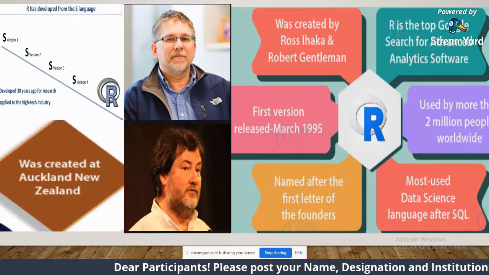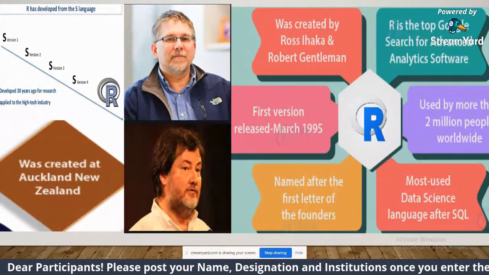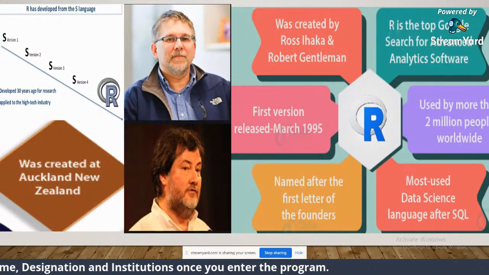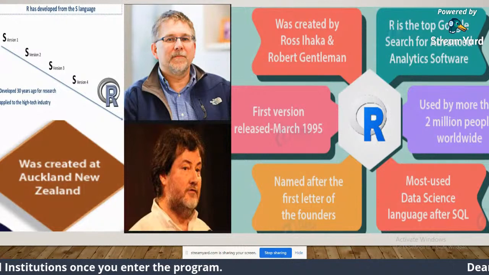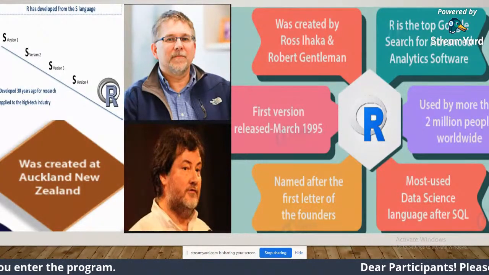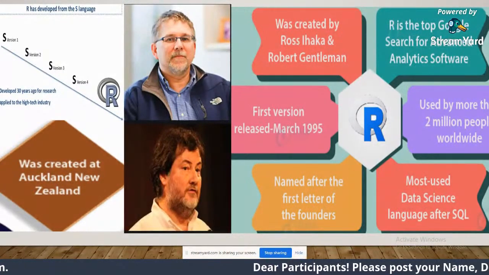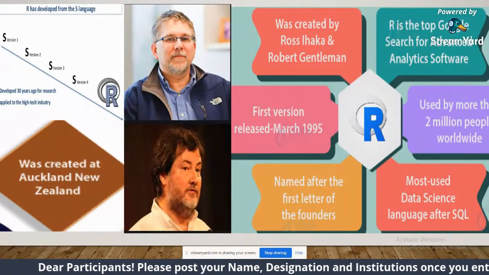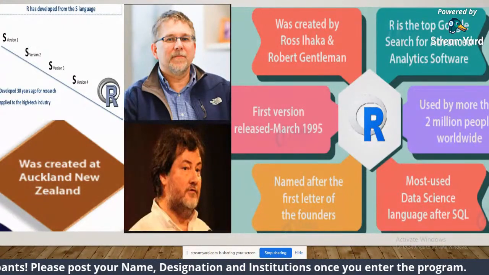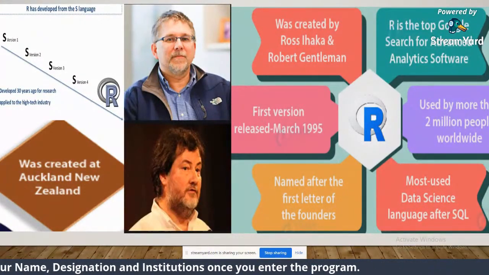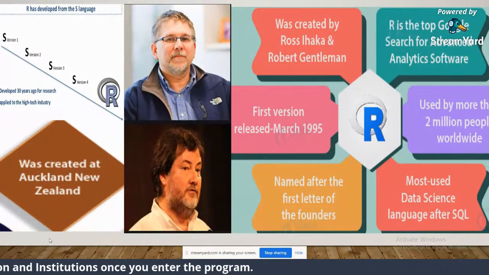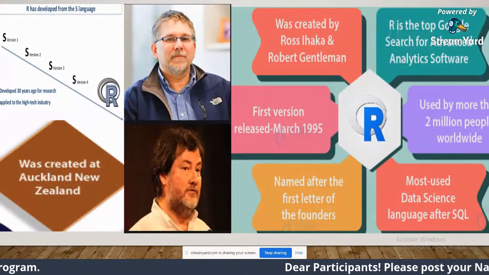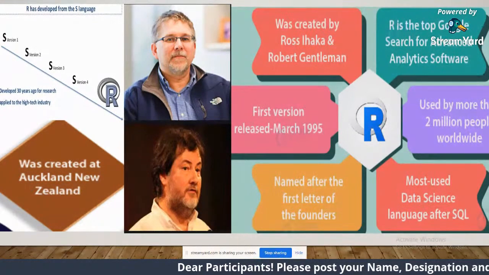Now, R is the top Google search for advanced analytical software. Google is using this data analytical tool, and not only Google, many companies use R for data analytics. It is now used by more than 2 million people worldwide, and it is the most used data science language after SQL, that is Structured Query Language. That's just a brief history of R.